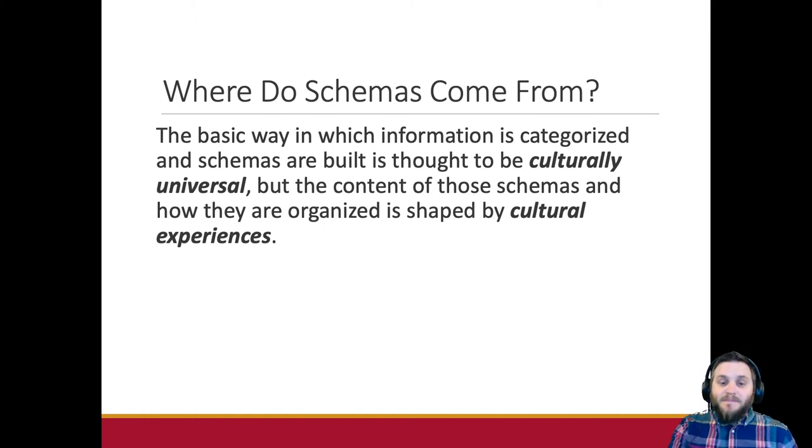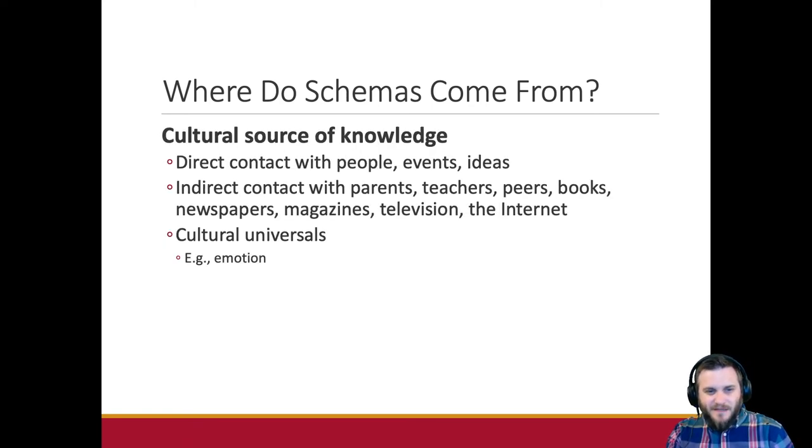Because the schemas are shaped by cultural experiences, okay? So what are these experiences? Well, that's direct contact with people, events, and ideas. A lot of those being our parents and our siblings and our close family members. Indirect contact with parents, teachers, peers, books, newspapers, magazines, television, the internet. These are all indirect exposure. And our culture is shaped by all of these things, especially books, newspapers, magazines, television, the internet. Okay. And then we can throw in some cultural universals about how emotion is used. Emotion is used for these things.